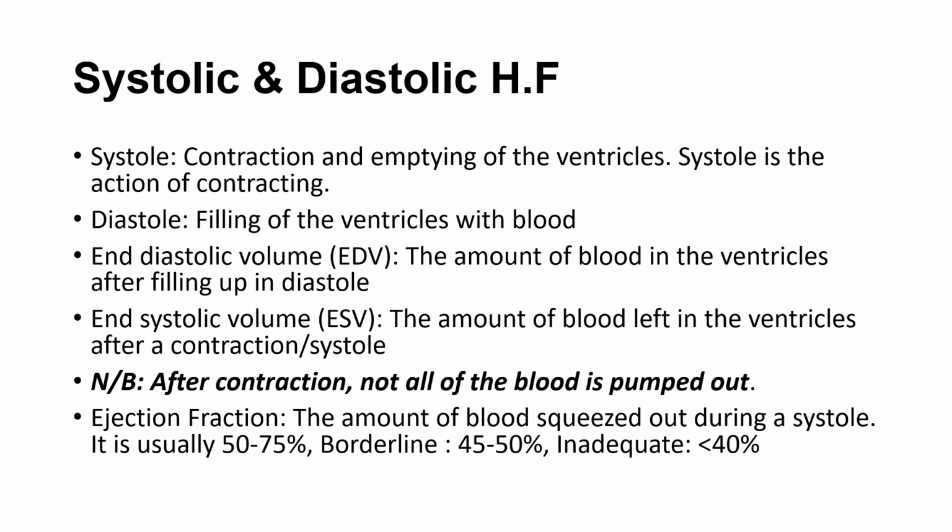We talked about systole being contraction and emptying of the ventricles. Diastole is the filling of blood inside the ventricles. So we have some terminologies we need to know before we continue. We have end diastolic volume. This is the amount of blood in the ventricles after filling up during diastole. Remember, diastole is the filling up of the ventricles with blood, and with blood filling inside the ventricles, it has to have an endpoint. The point at which the blood is completely filled inside these ventricles is called end diastolic volume.